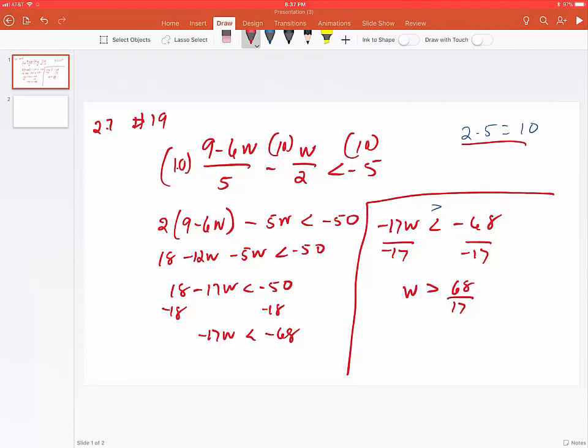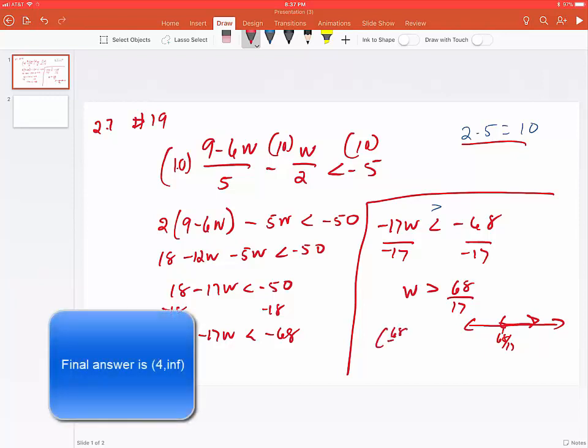And so I'm going to go ahead and write it in interval notation. And so if I were to graph this, it would go from 68 over 17. It would be a parentheses, and it would be going that way. So I'm going to use that information to go ahead and write it in interval notation. And then that's my solution to number 19, 2.7.